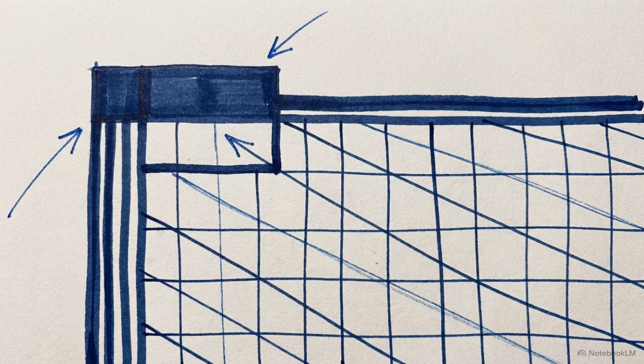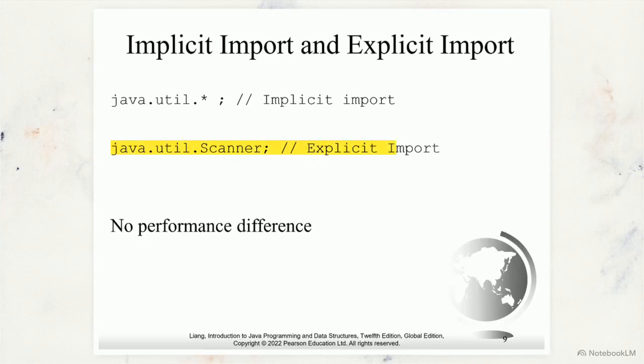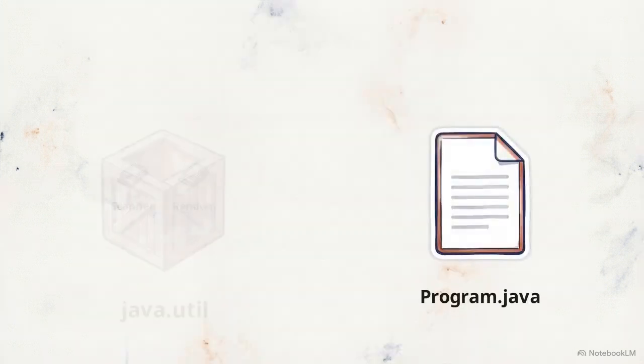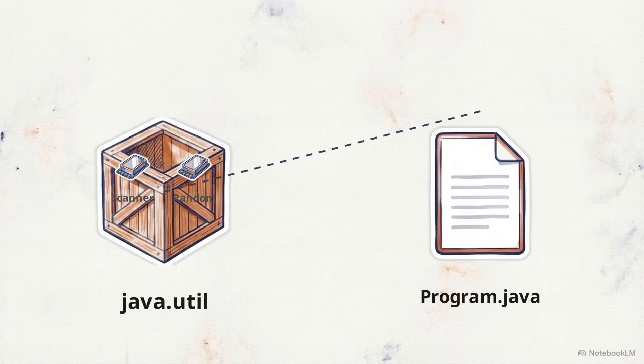You can either name the specific class you need or use a wildcard to include the entire package. The asterisk acts as a wildcard, telling the compiler to make all classes within the java.util directory available for use. A common misconception suggests that wildcard imports decrease runtime performance. In reality, there is no difference between an explicit or implicit import. Imports are organizational directions for the compiler during the build phase. They do not impact the speed of the final running program.